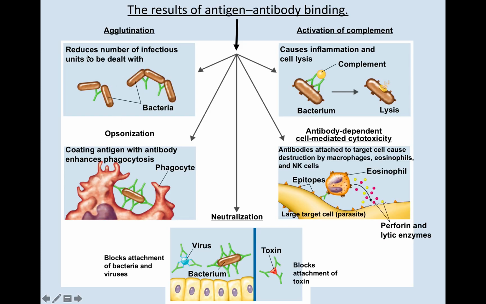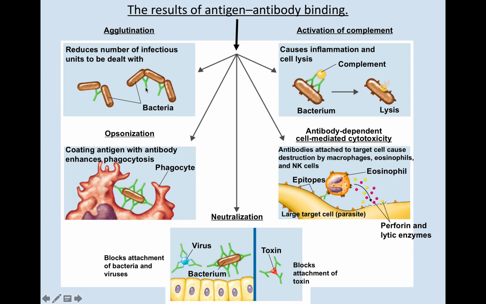Agglutination is basically reducing the number of infectious particles to be dealt with. Since there is a Y shape to that antibody, they can bind to multiple antigens. So here you can see we have 2 bacteria bound together by 1 antibody. Here we have 3 bacteria bound by 2 antibodies. So this reduces the number of times a phagocytic cell has to actually ingest the antigen. It's taking larger bites, basically, compared to single bites of bacteria. It's like using a bigger spoon. Instead of using a teaspoon, it's using a tablespoon or a soup spoon.